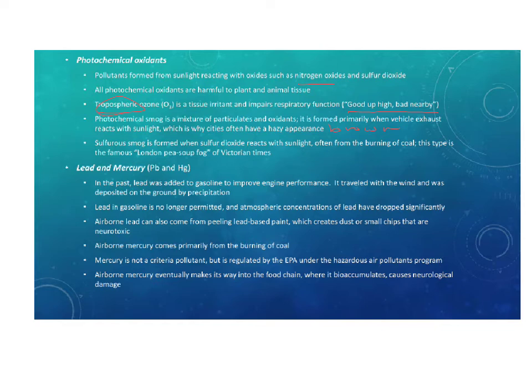Airborne mercury comes primarily from the burning of coal, and we've talked about this numerous times, so you should know this by now. Mercury is not a criteria pollutant, but it is regulated by the EPA under the Hazardous Air Pollutants Program. Airborne mercury eventually makes its way into the food chain, where it bioaccumulates and causes neurological damage. So both lead and mercury are neurotoxins.